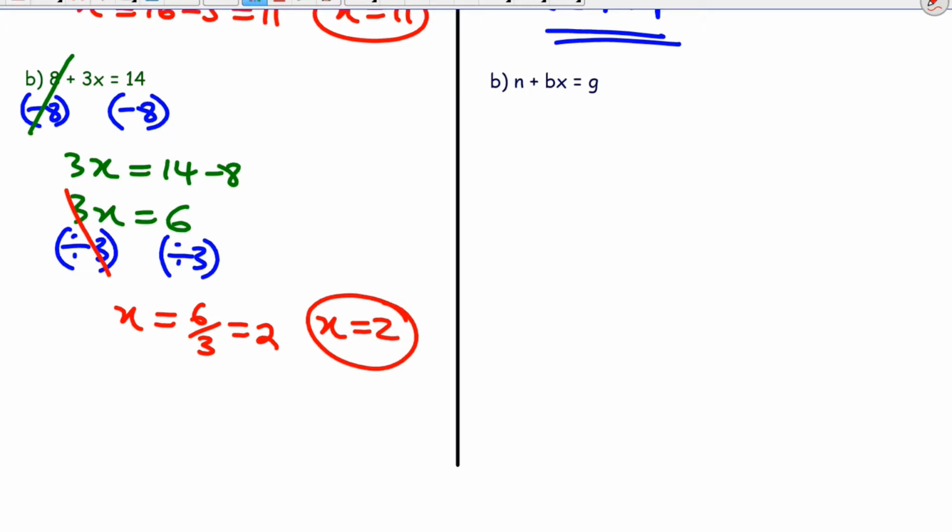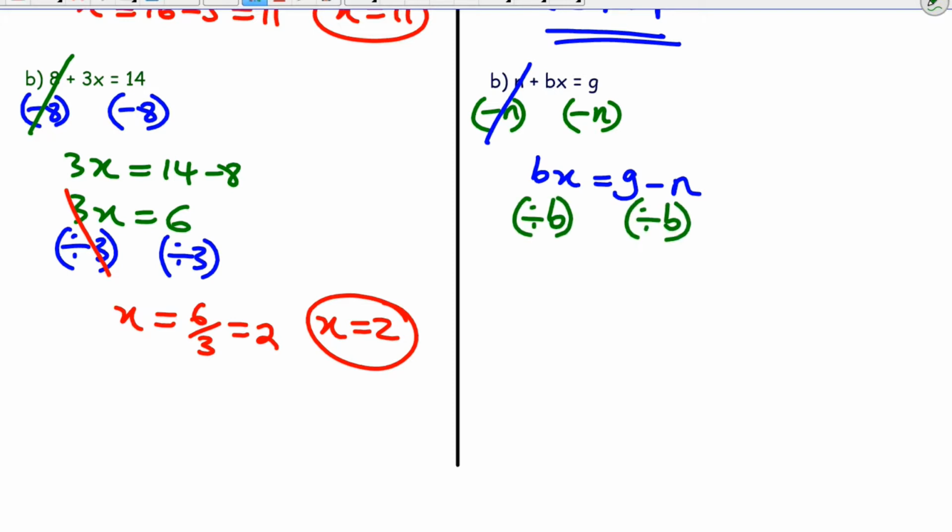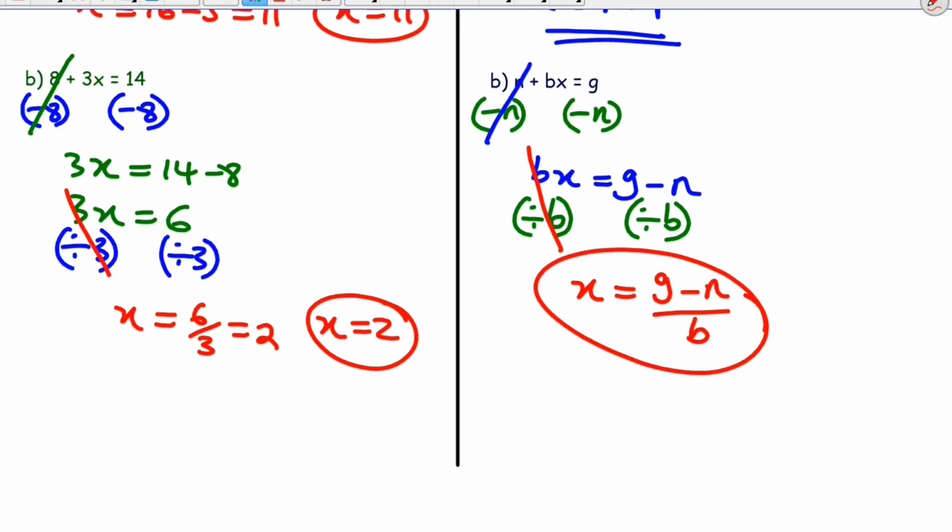We can apply the same process to the right. Start by subtracting n on each side. And we shall be left, by the way, what's n minus n? N minus n is equal to 0, which means that will be 0. So you're left with bx is equal to g minus n. And the opposite of multiplying by b is dividing by b. So we divide by b on each side. B divided by b is 1, so x will be g minus n over b. And that will be our final solution.